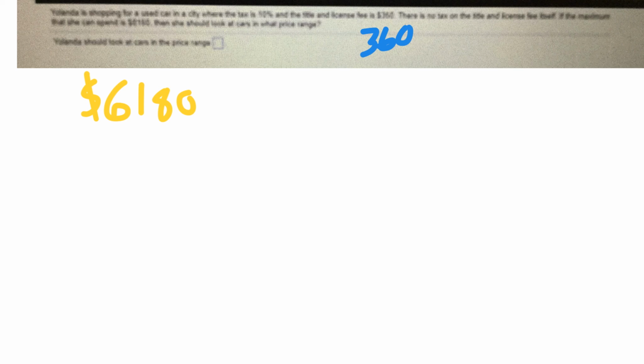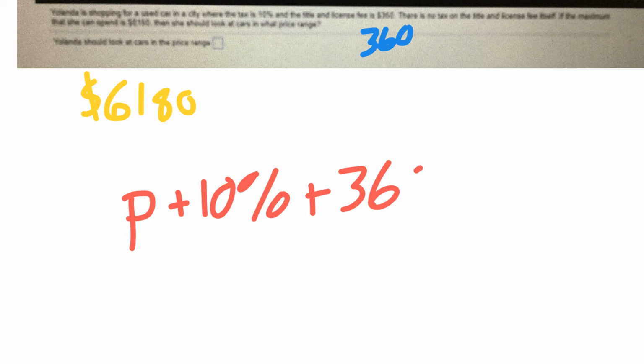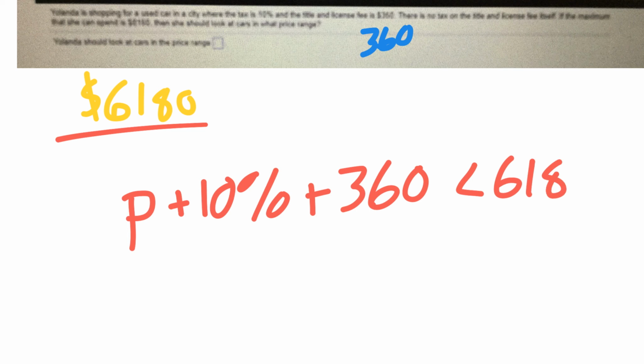Okay, so let's figure out everything that's got to happen. So you've got the price of the car plus 10% tax plus $360 license fee. When we add all that together, she can only spend $6,180. So we need that to be less than that. That's what we're looking at. Or equal to, or is it just less than? Yeah, less than or equal to.